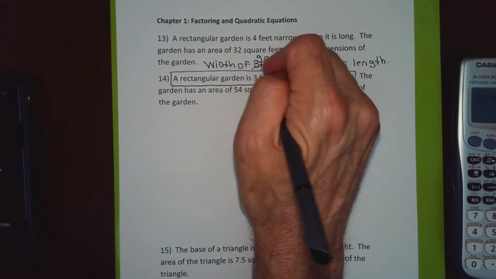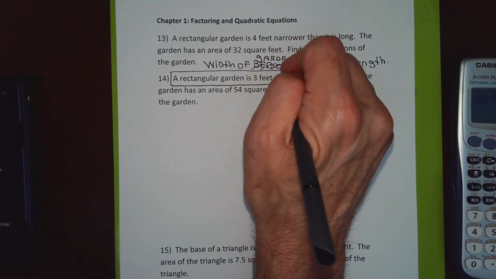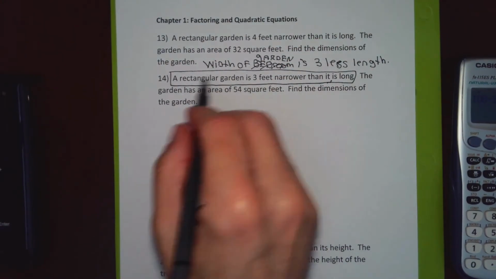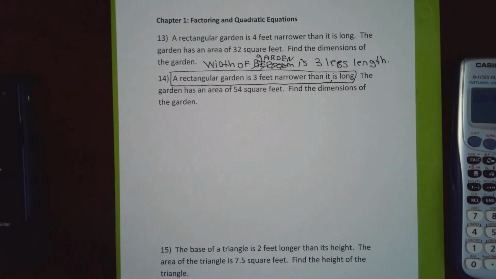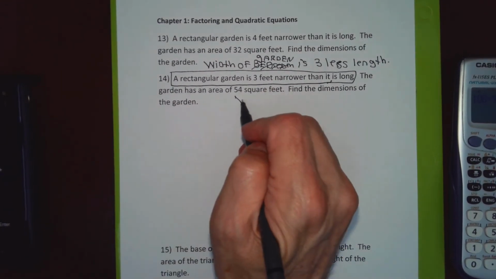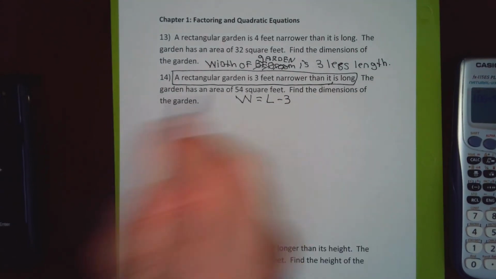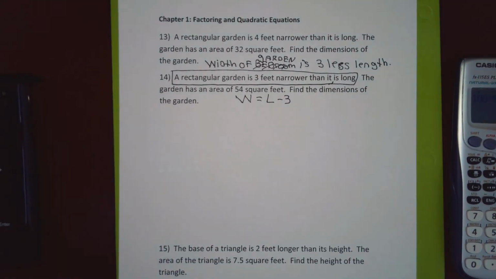The width of the garden is 3 less than the length. That's what this means. That English there translates to that English. And that for me says the width is the length less 3. That's what the first sentence gives me in problem 14.